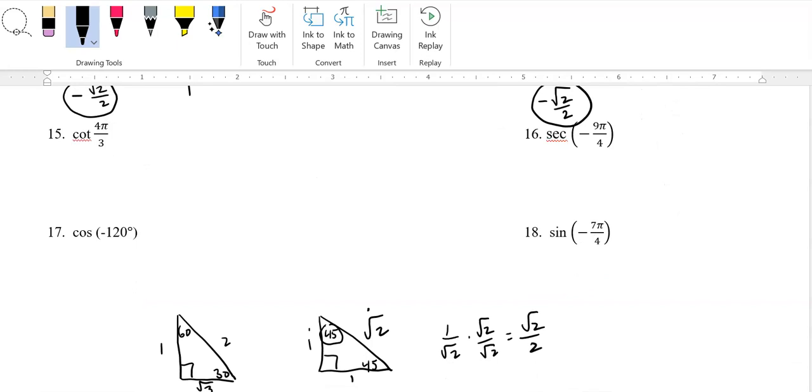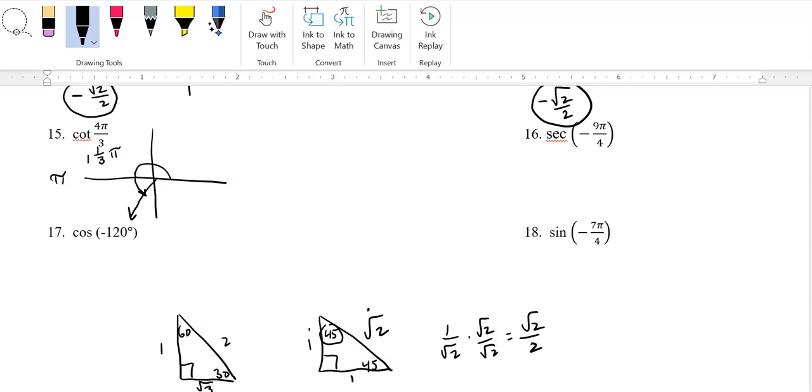All right. Let's take a look at 1 1/3 pi. Remember, halfway around the circle is pi. And now I just need to go 1 more third. I'm just going to change this into a mixed number. So 1/3 of pi, which is another way of saying 60 degrees.